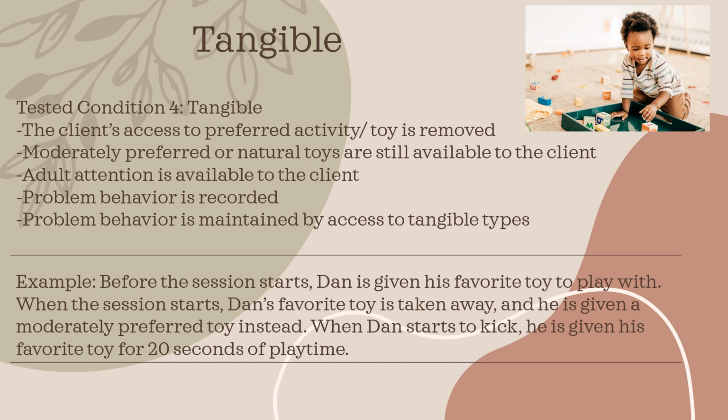An example of this would be, before the session starts, Dan is given his favorite toy to play with. When the session starts, Dan's favorite toy is taken away, and he is given a moderately preferred toy instead. When Dan starts to kick, he is given his favorite toy for 20 seconds of playtime.